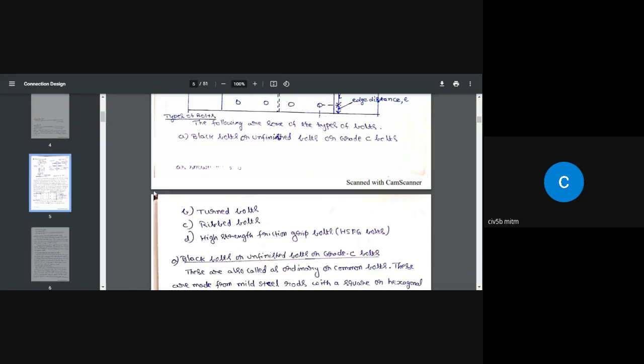When it comes to the design, we only concentrate on A, that is bolt type A, and bolt type D.